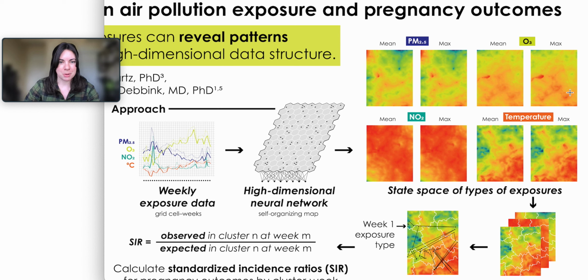So this is made up of thousands of nodes, but it's very fine scale, so it looks continuous. But one type of exposure might be the nodes here. We have low temperature, but high values of the other pollutants, so this might represent inversions.